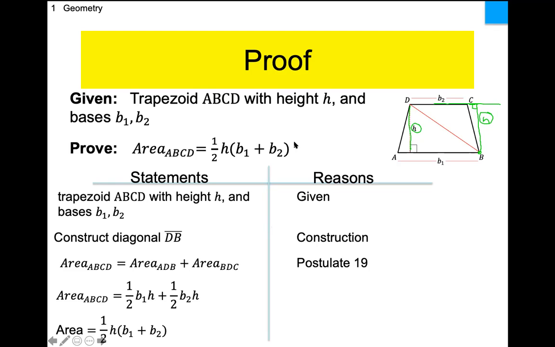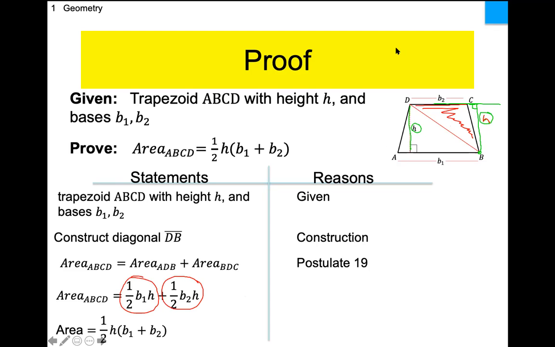So I'm going to claim that the area for ADB would be 1/2 base 1 times the height. And then for the other triangle, I'll color it here in red, for this triangle right here, well, that would be this height, and base 2 would be the base. And so that's what I'm saying right here. Here's your triangle on the right, and here's your triangle on the left. Okay, and take the areas of both of those, add them together, and you get the whole darn trapezoid.